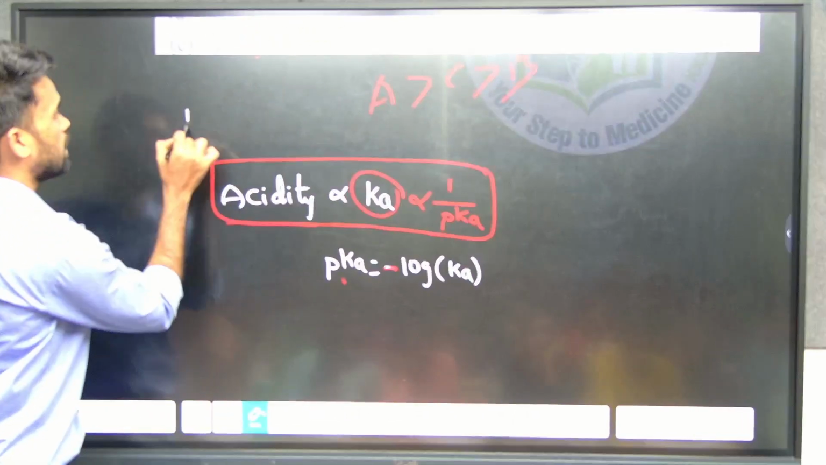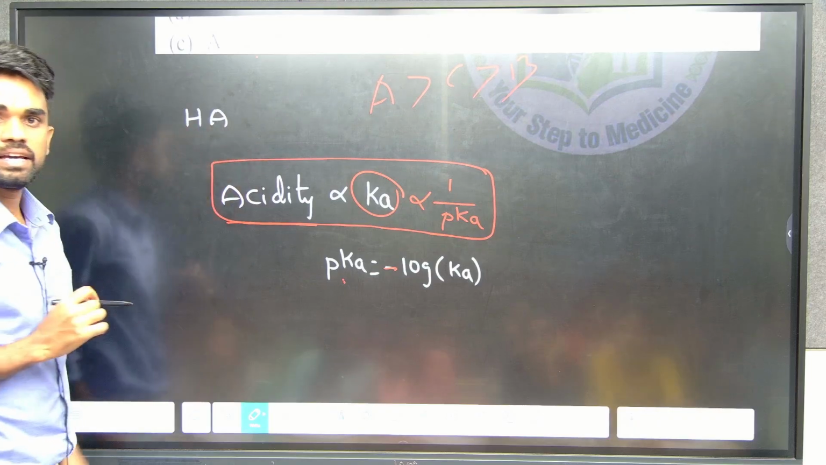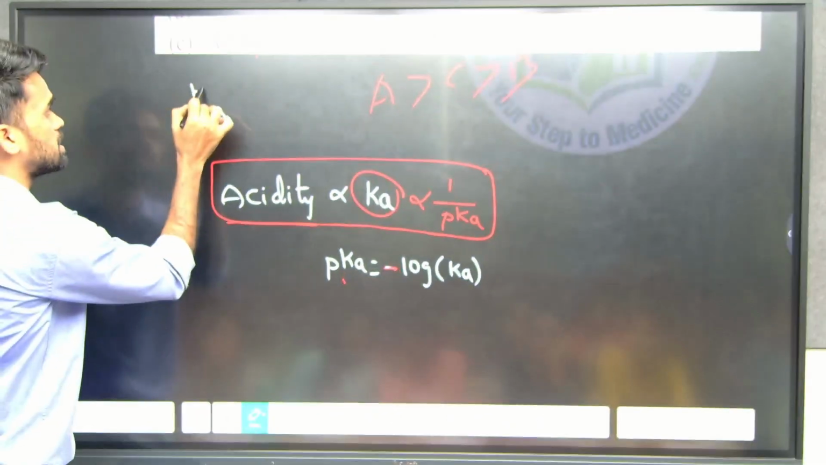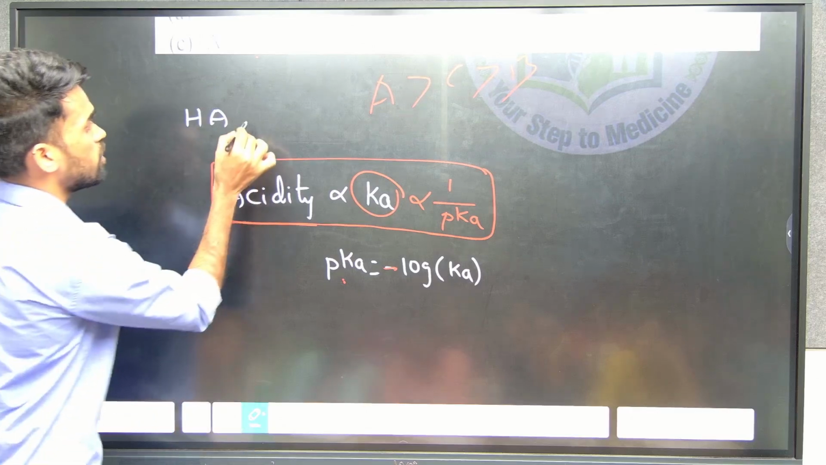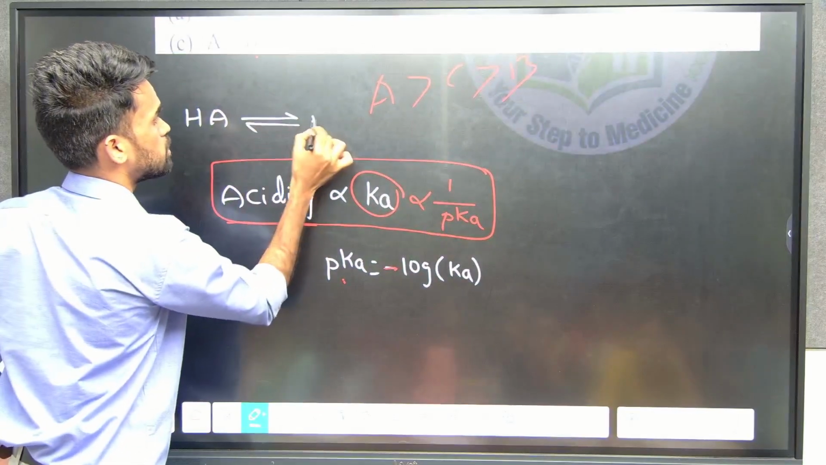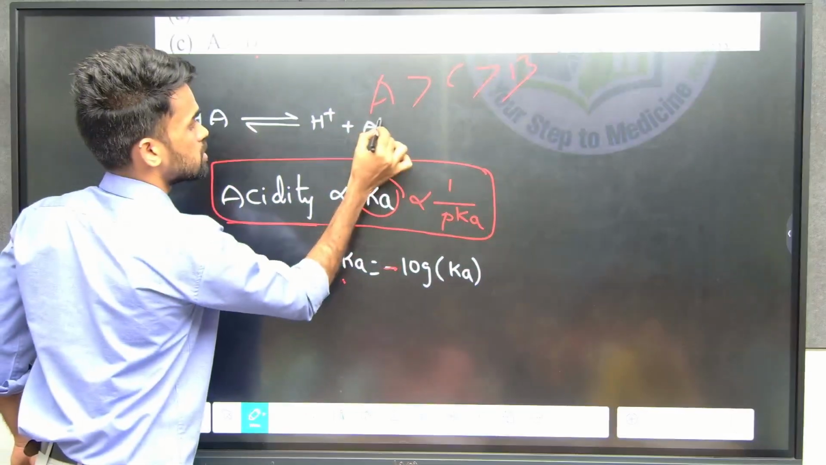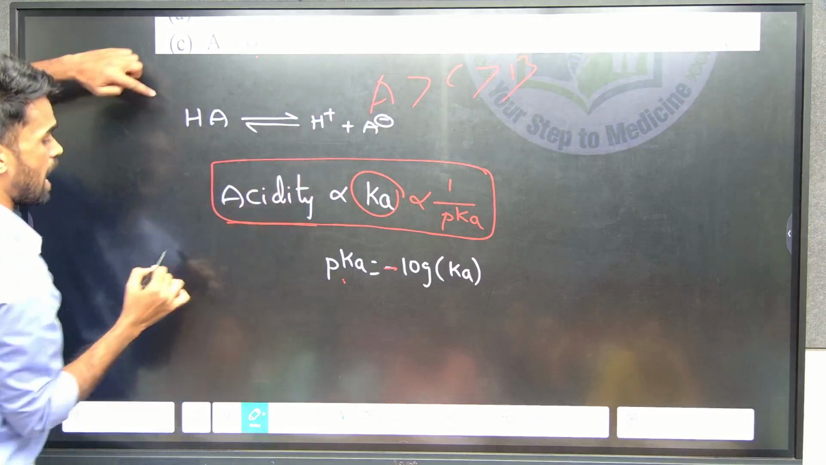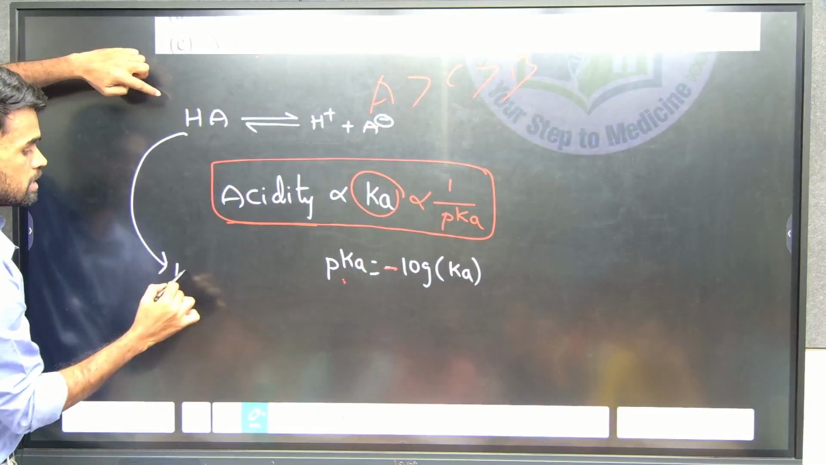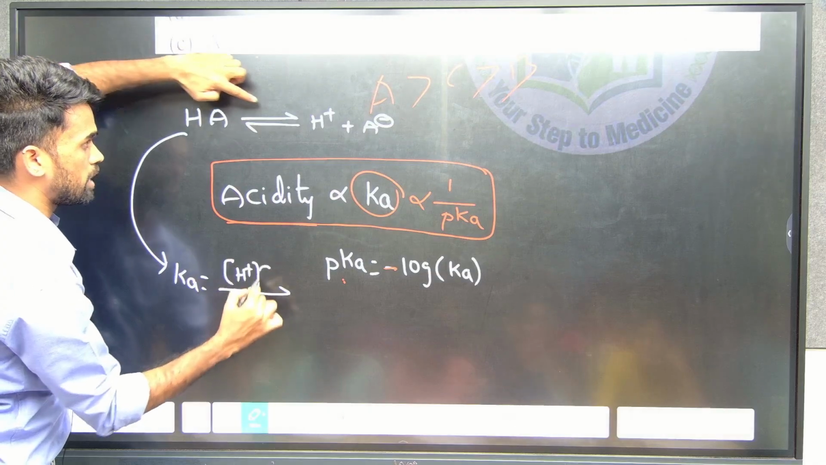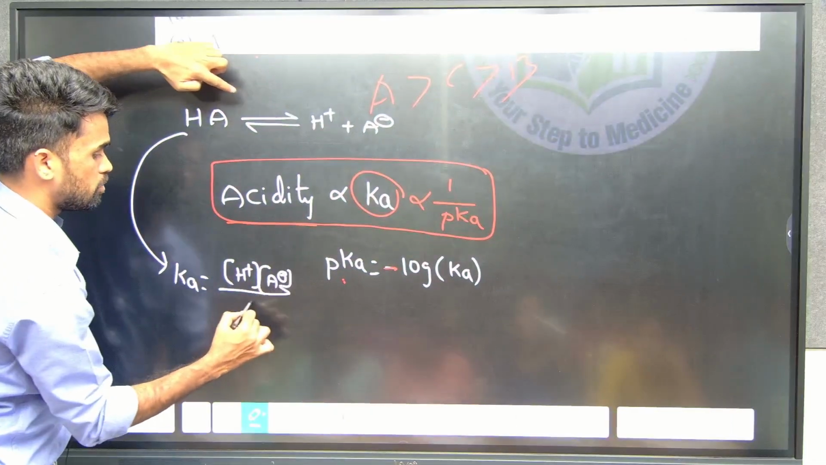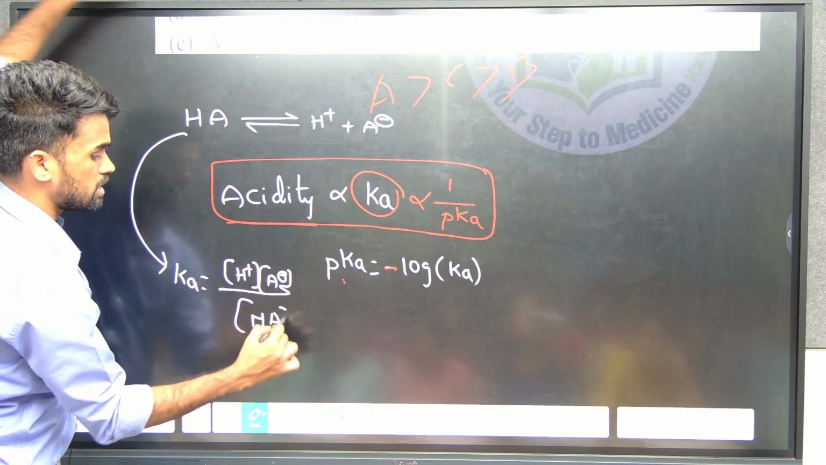Let us say HA is an acid. What is this? HA అనేది ఒక acid. Like HCl is an acid, no? Like that HA is an acid. Okay, how it will dissociate? H plus A minus. Okay, ఇప్పుడు దీని యొక్క acid dissociation constant how you will write? Ka is equals to concentration of H plus multiplied with concentration of A minus by HA. Like this we will write, no?